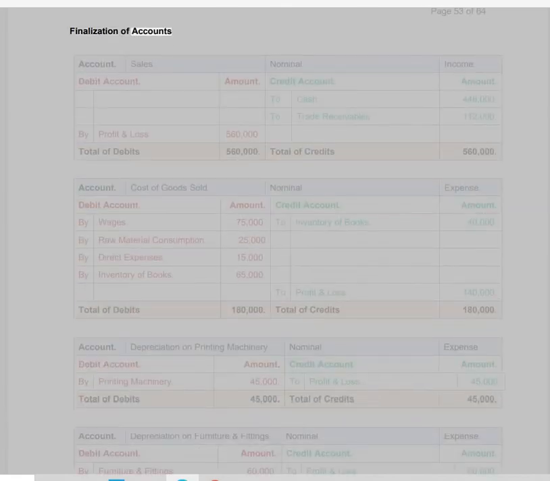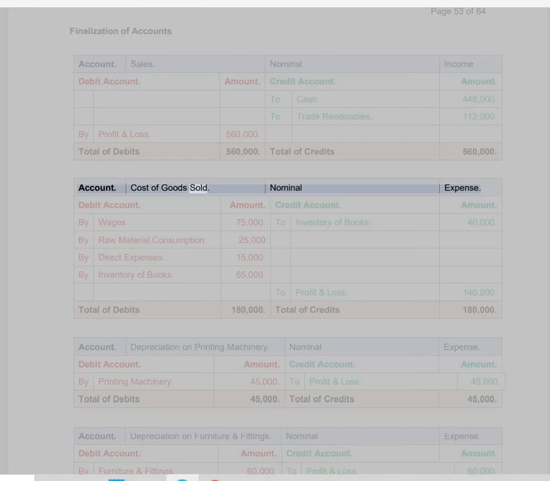Finalization of accounts. Account: sales. Nominal income. Debit account, amount. Credit account, amount. To cash, 448,000, to trade receivables, 112,000, by profit and loss, 560,000. Total of debits 560,000. Total of credits 560,000.